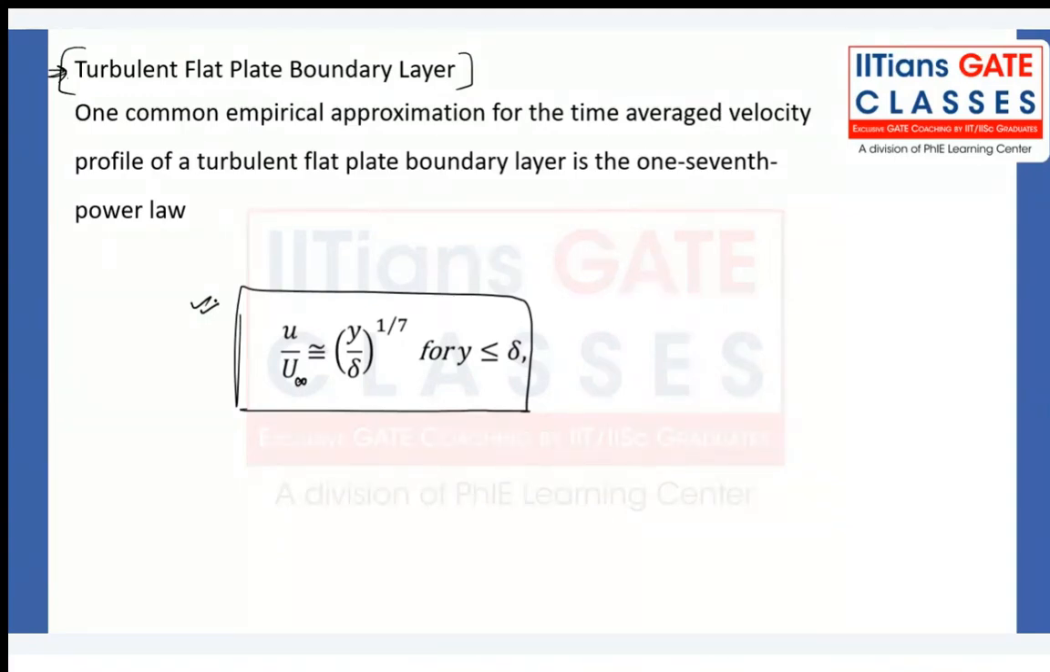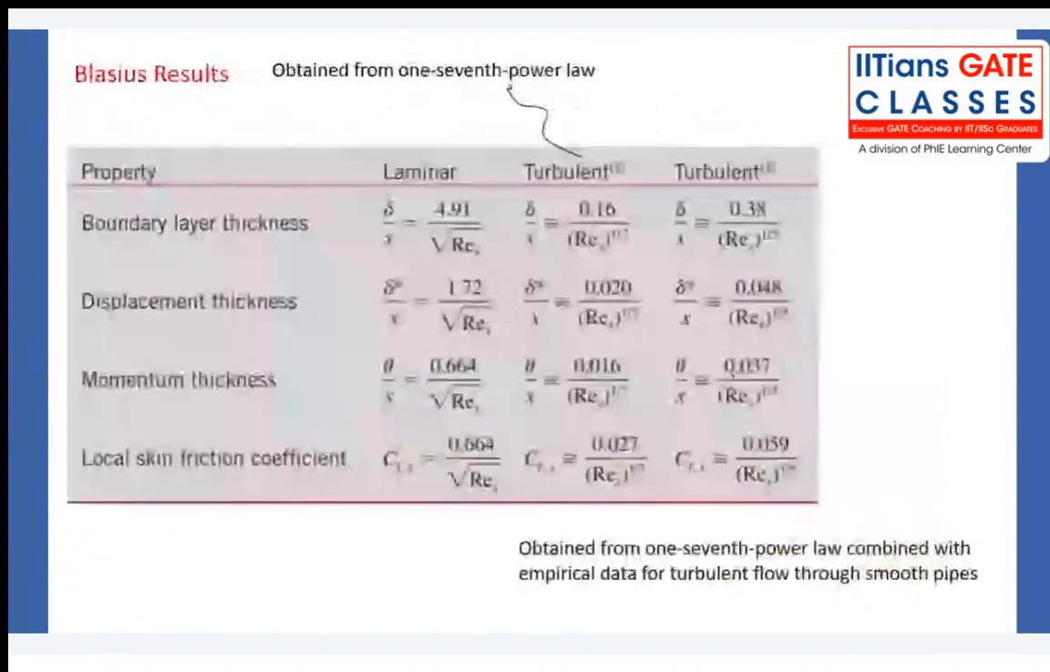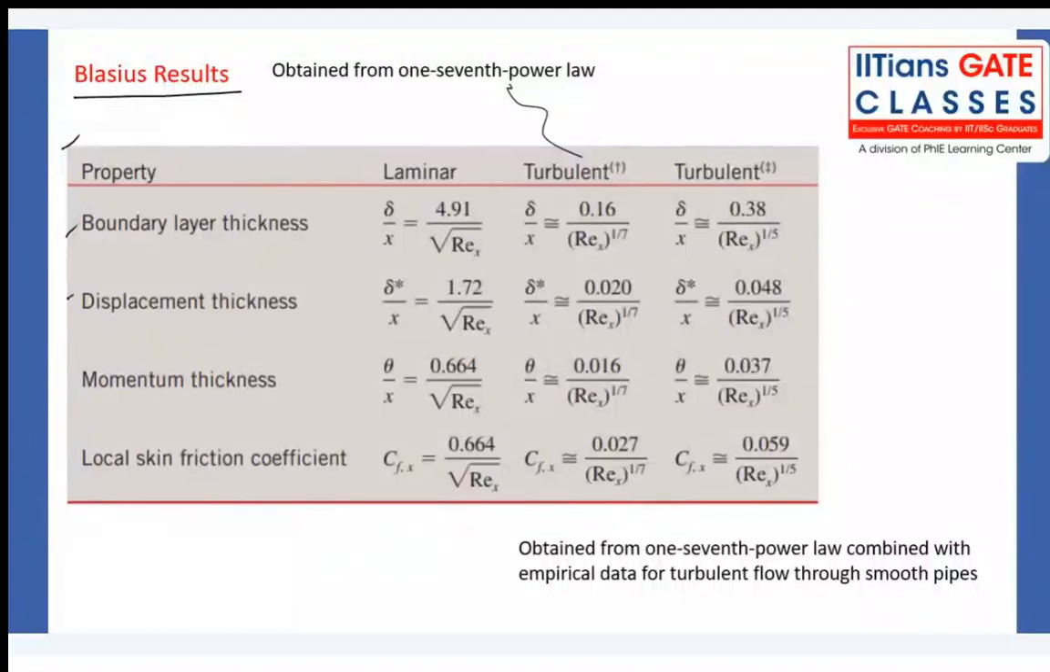Done. This is one of the very important segments. For the laminar flow, we have discussed all these Blasius results. Look very carefully now. For the laminar flow, delta by x is written as 4.91 divided by the square root of Rex. We can also write 5 by the square root of Reynolds number. Both are correct, 4.91 and 5.